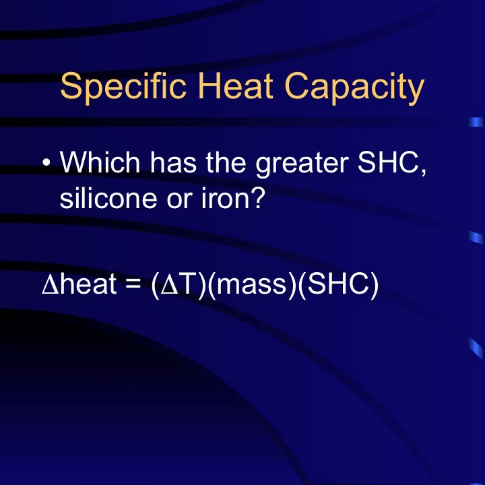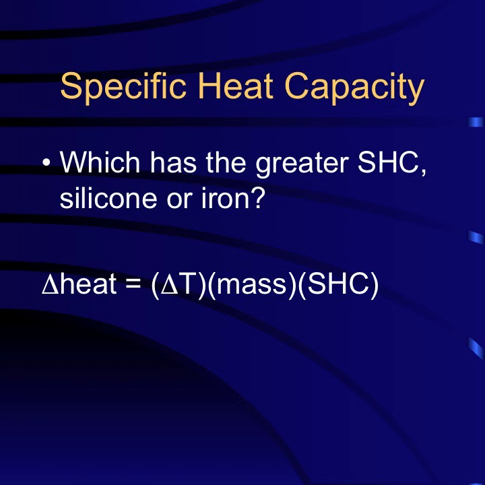So think about this. Of silicone or iron, which one has the greater specific heat capacity? Think about the silicone oven mitts that are pretty popular these days. And think about a cast iron skillet. Which one are you going to say you'd like to touch after they've been supplied with some energy? You should indeed say that the silicone is the one you would prefer to touch, which means that it has a greater specific heat capacity.